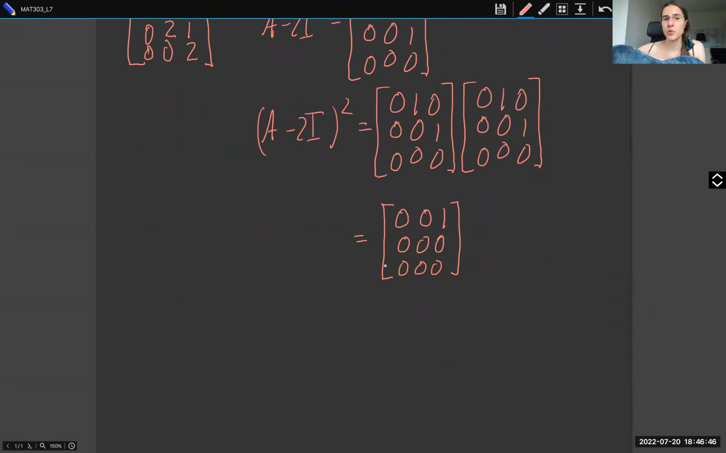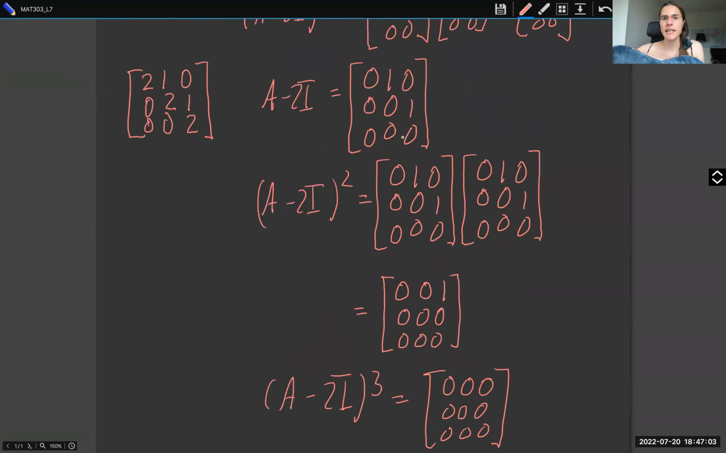And now if you take the cube of this and you multiply it with itself, then you can check that (A - 2I) cubed is equal to the 0 matrix. In general, you actually get a really cool pattern. If you take the matrix that has 1s on the super diagonal, so just above the diagonal, and 0s everywhere else, and you raise it to higher powers, then the 1s move up until they disappear. That's what it's going to look like.